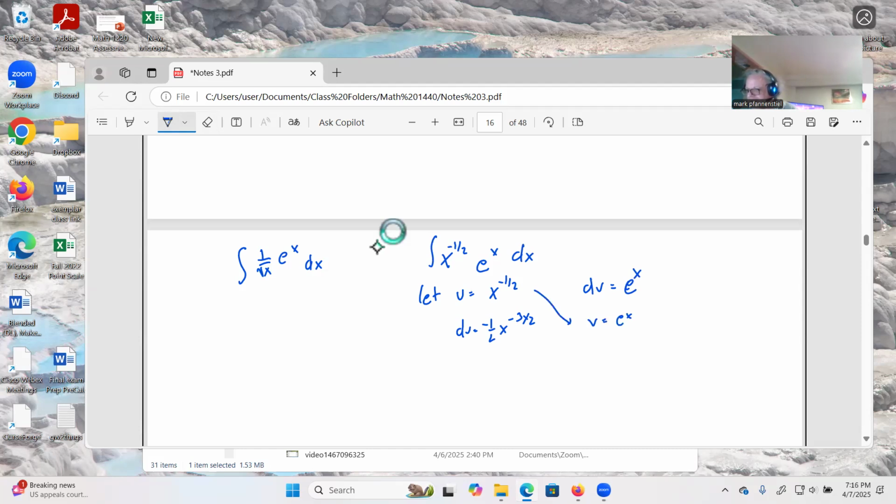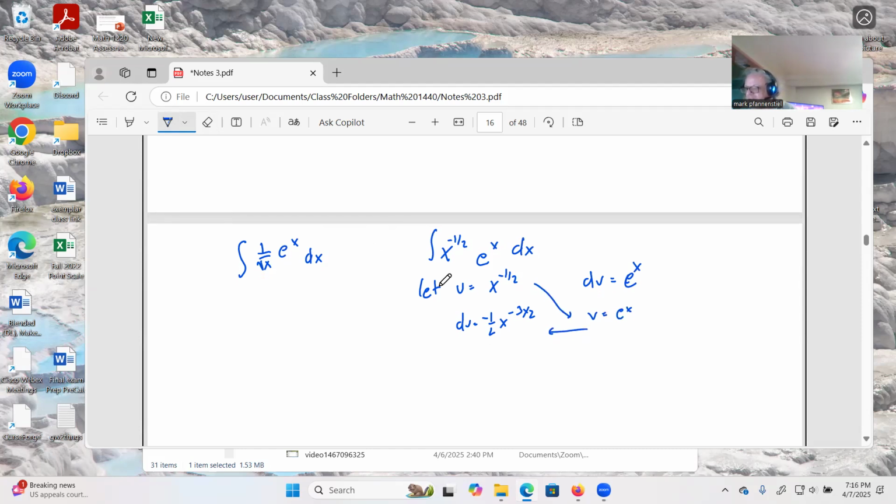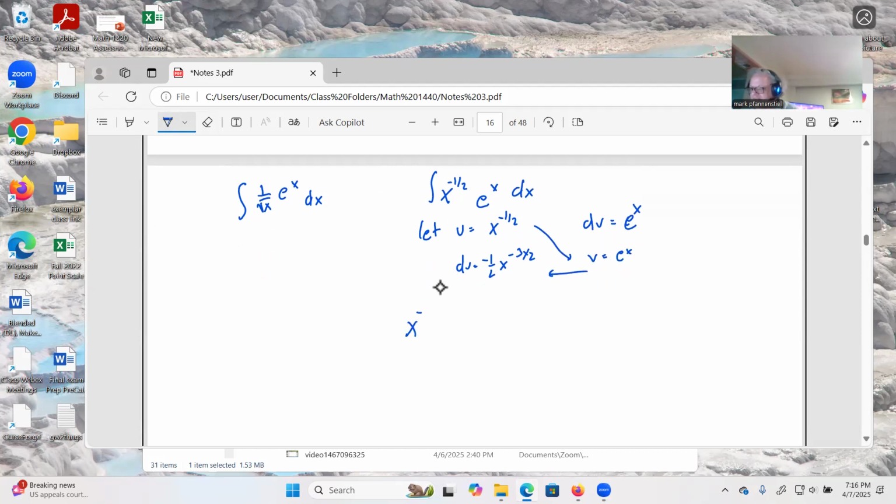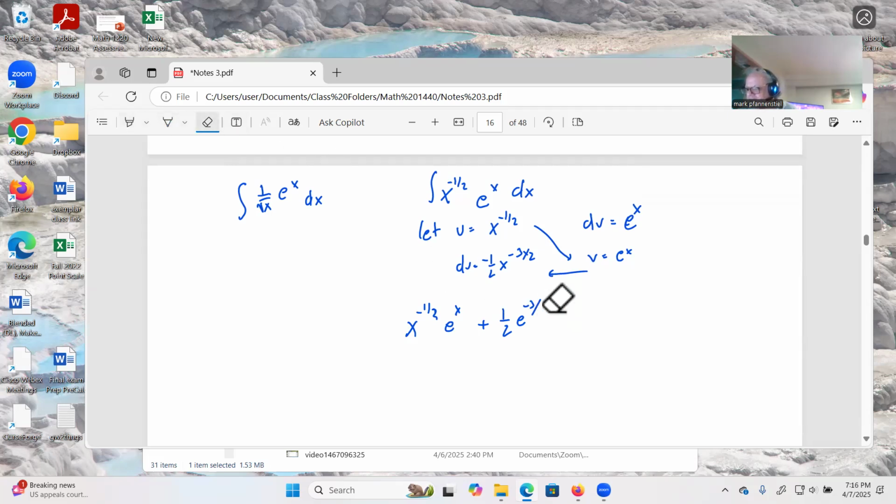And now we go ahead and do our integration by parts little dance here. And we get x to the negative 1/2 e to the x plus the integral of 1/2 x to the negative 3/2. Sorry about that. So this is 1/2 integral x to the negative 3/2 e to the x.